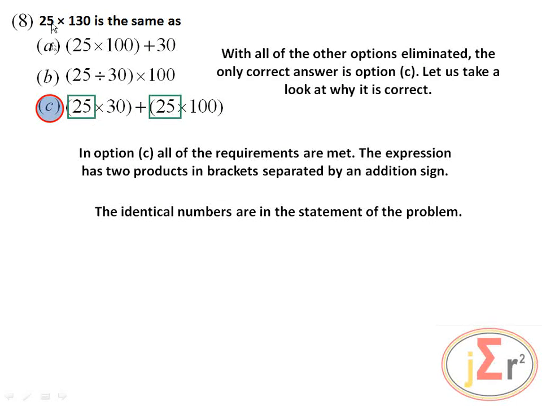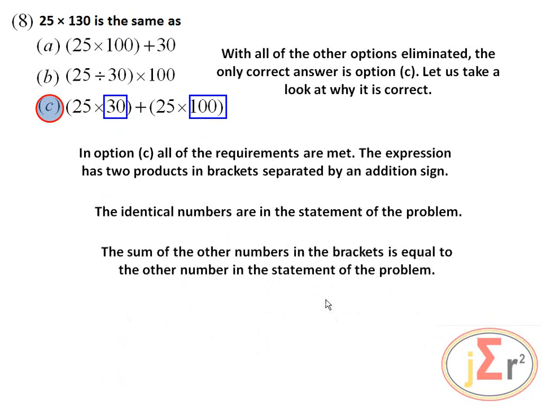25 must be one of the numbers here. So we can say that this 25 is the one that was distributed. Therefore, the other number is representing the sum. We will expect that these two will add to give 130. The sum of the other numbers in the brackets is equal to the other number in the statement of the problem. So we see that we are adding 30 with 100. The result is 130.